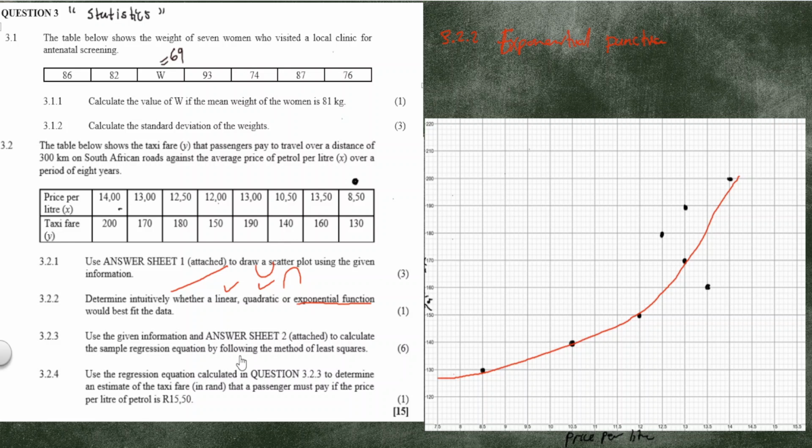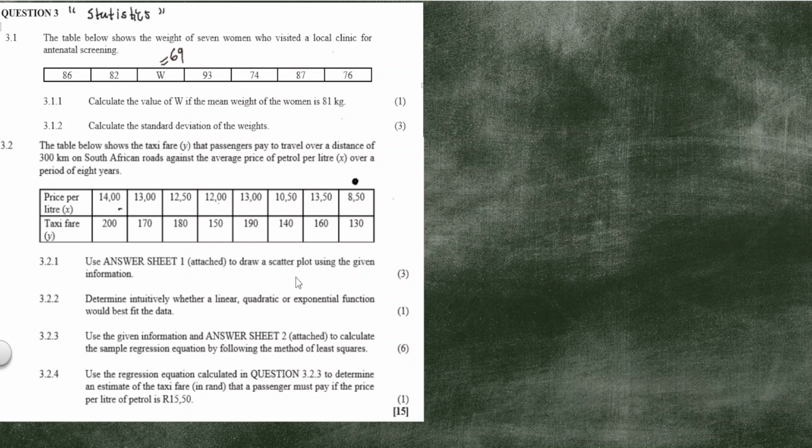Use the given information and answer sheet number 2 to calculate the sample regression equation by following the method of least squares regression. This question wants you to find the equation of the line I just drew. You want to estimate the equation for that line, the line of best fit. So how do we do that exactly?